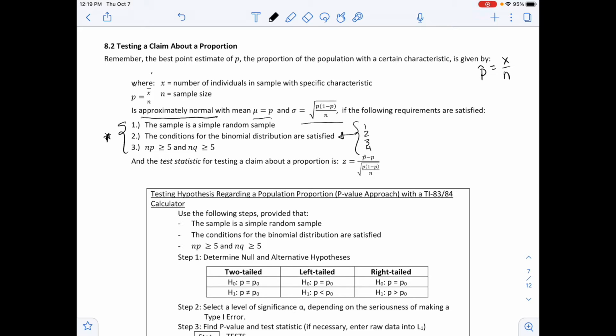And if we have all of that, the test statistic for testing a claim about a proportion is z equals p hat minus p, divided by our standard deviation, which is the square root of p times 1 minus p divided by n.